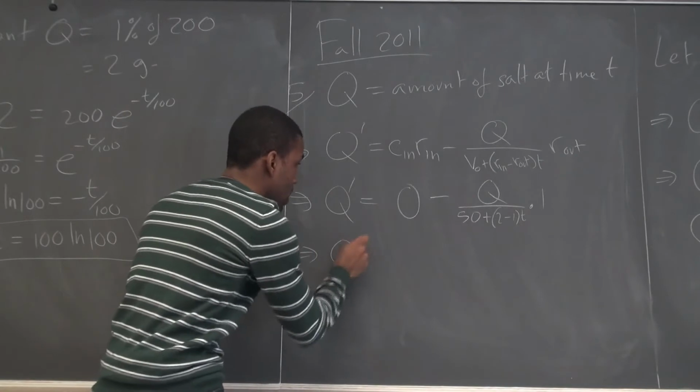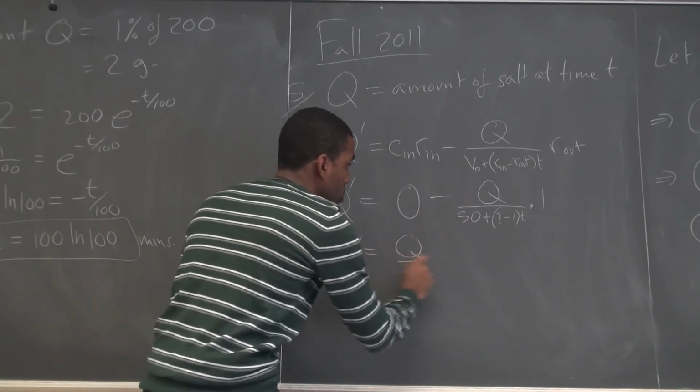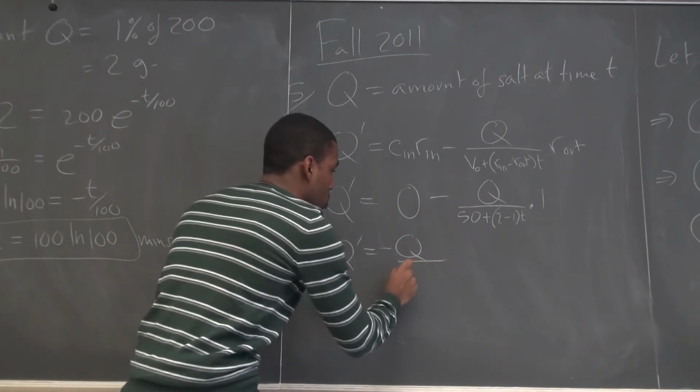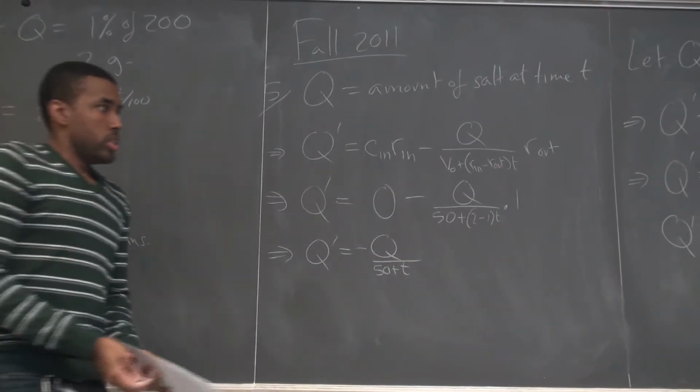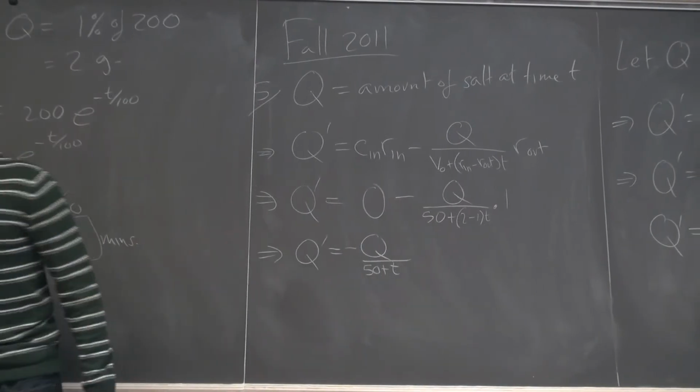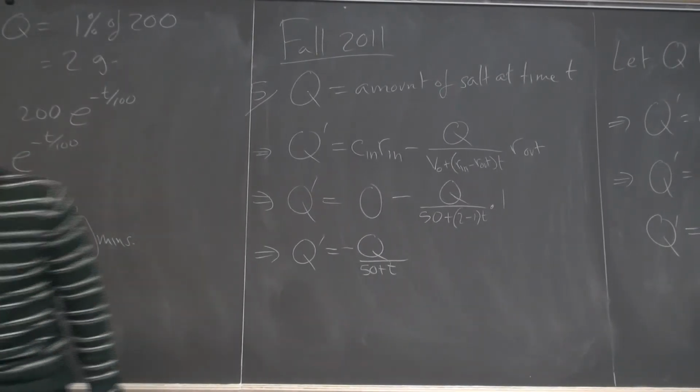This means Q prime is equal to minus Q over 50 plus T. How do we solve that differential equation? What kind of equation is it?